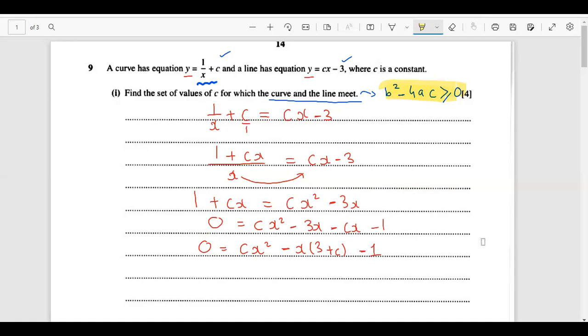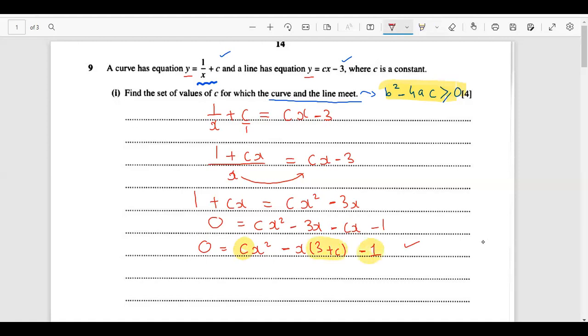Okay. So basically, we're doing this question and we are basically at this point. This is the quadratic equation. Now I need to find a. This is a. The coefficient of x squared is a. Then this is my b and this is my c.